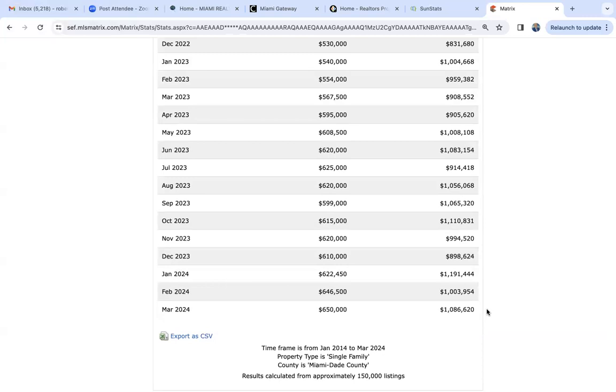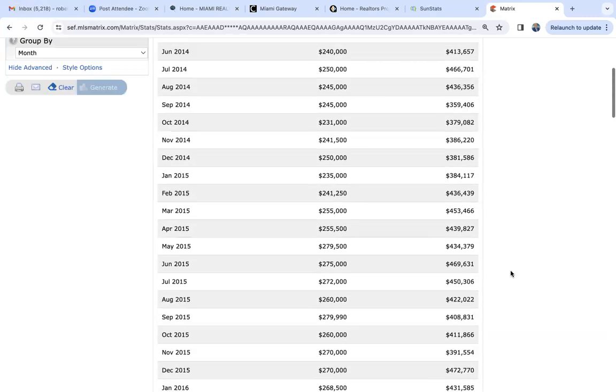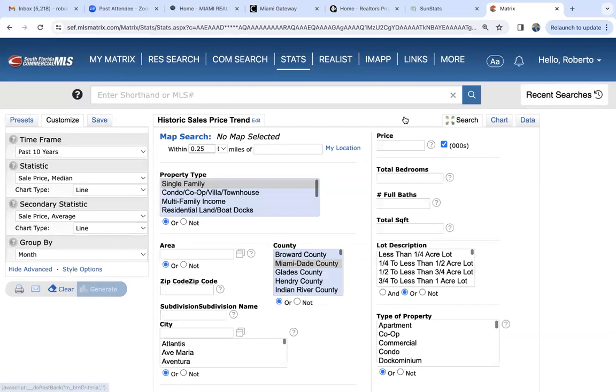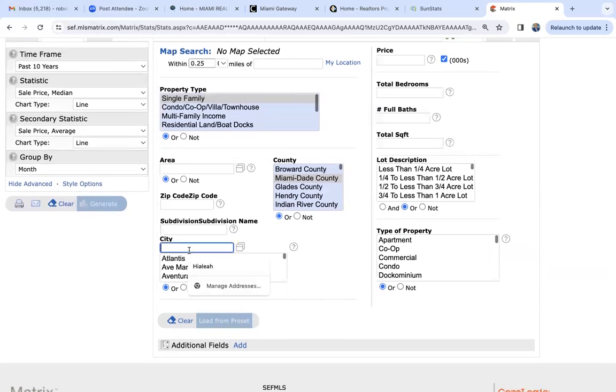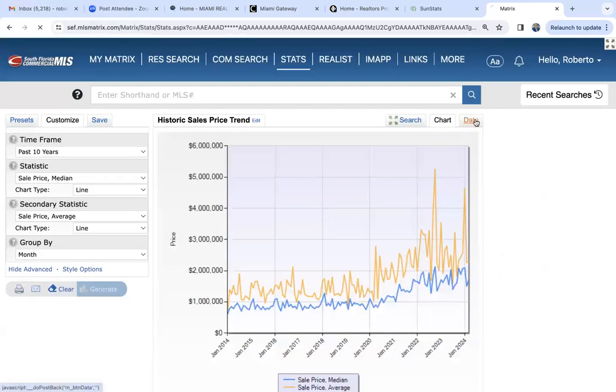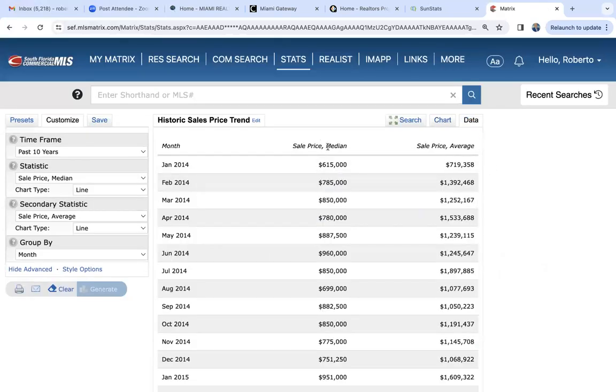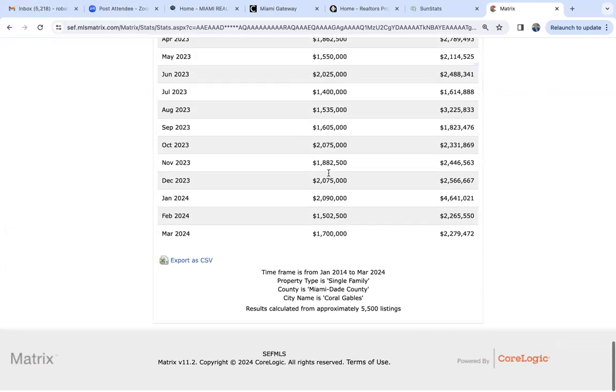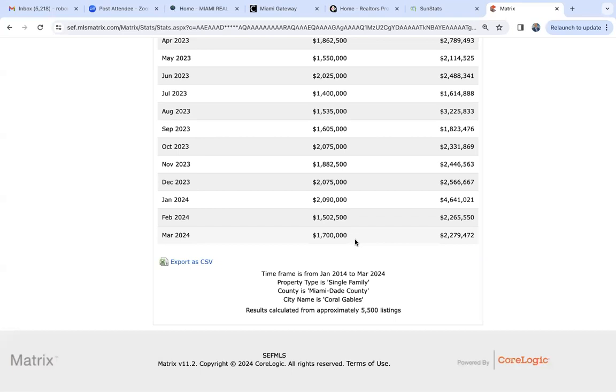Now, let's say your area is Coral Gables. Oh, it's very simple. Then you just come up here, click on search. And instead of doing all of Miami-Dade County, now you want to focus on a city. You're going to put in Coral Gables and click on generate. And the median price in Coral Gables, take a look at the median price. 10 years ago, $615,000. Today, it's $1.7 million.